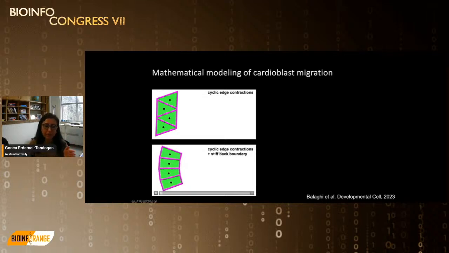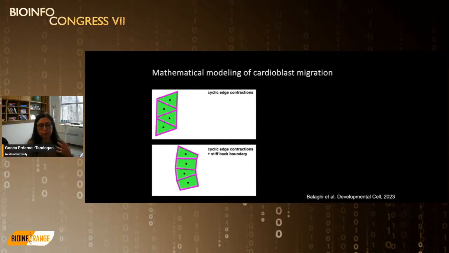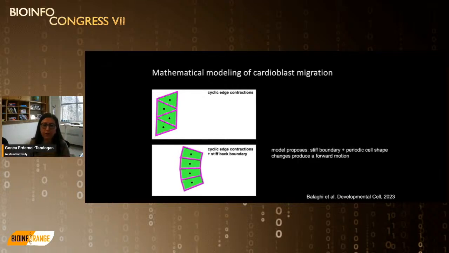When we introduced the stiff back boundary, the cells started changing their shape, contracting and expanding, and started moving forward. So in these simulations, and this type of migration, we do not apply any external forces. We do not pull or push these cells. They do move forward. And this is what the model proposes for this process.